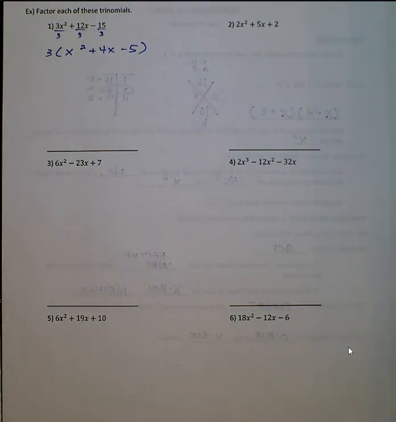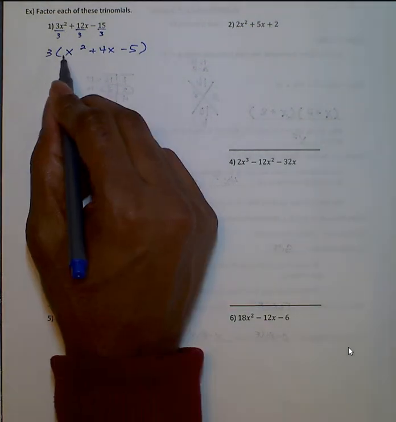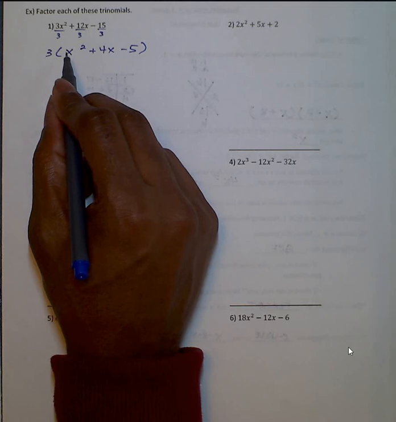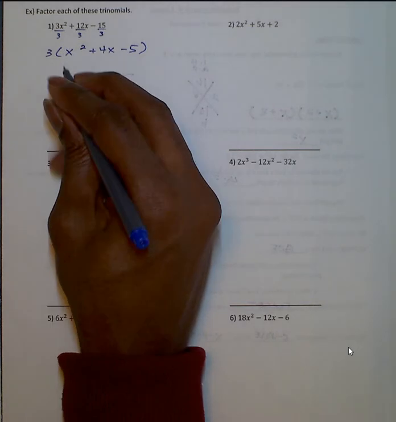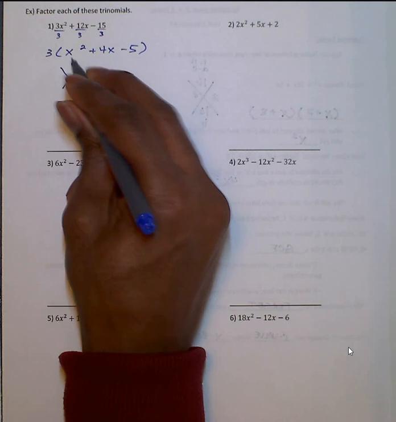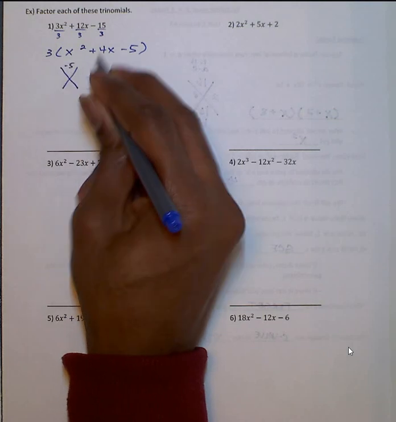Yes, we got to factor it all out. Now we have a quadratic still, but A is 1. And so we can factor that out pretty quick. We need to find two numbers that multiply to give us negative 5 and add to give us 4.